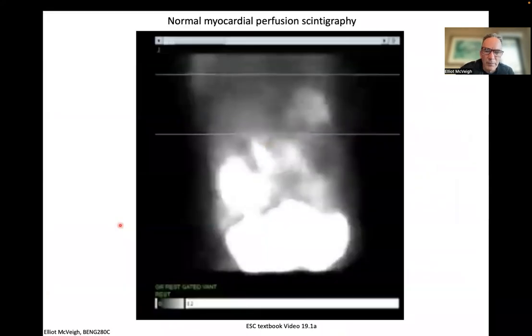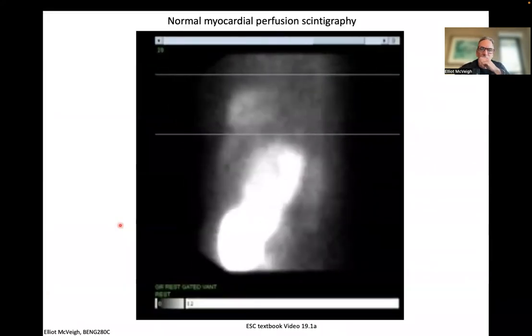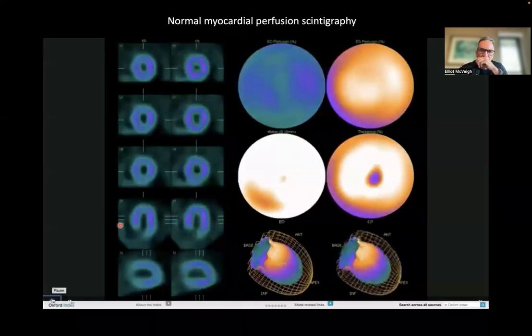And this, I think I might have a movie. Do I have a movie? Yeah. Here we go. So here's a movie of normal perfusion. So this is end diastole, and then this is when you break up your SPECT image into temporal components.